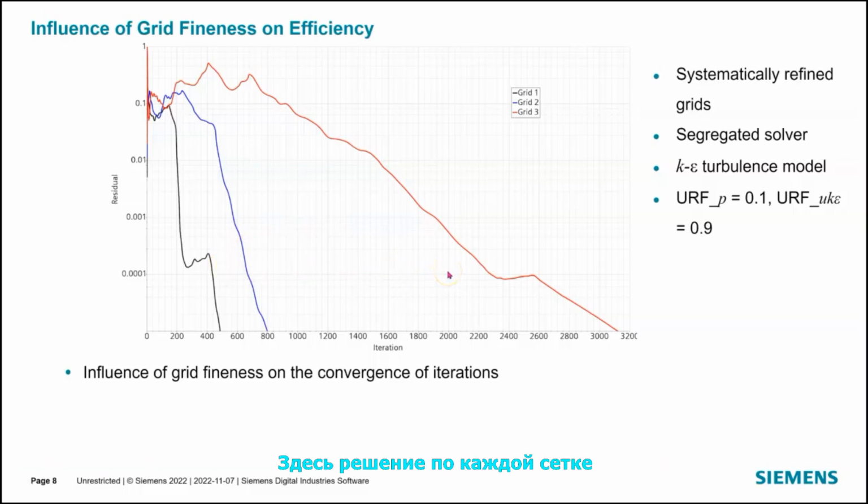Here the solution on each grid starts with a guessed initialization of variables. A significant reduction of the number of iterations on finer grids can be achieved by starting the iterations on finer grids from the interpolated solution obtained on coarser grids.